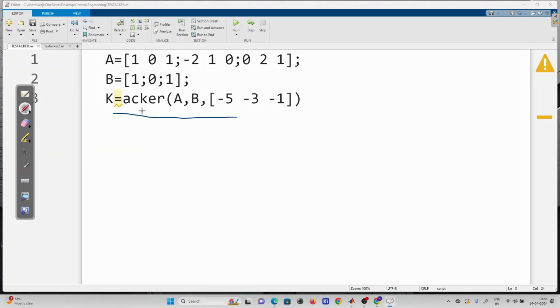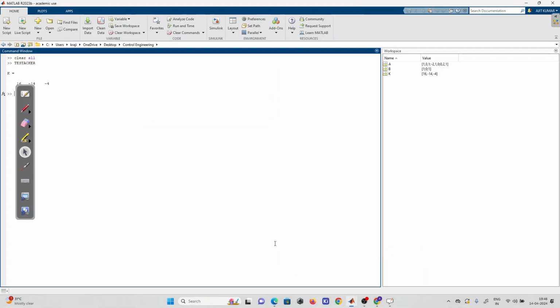This code is there, ACKER. So this code we can use, and then the A matrix, B matrix, and we have to place the poles at -5, -3, -1. So we'll write them in brackets like this. If I run this, let's see. We'll see the result in the command window.